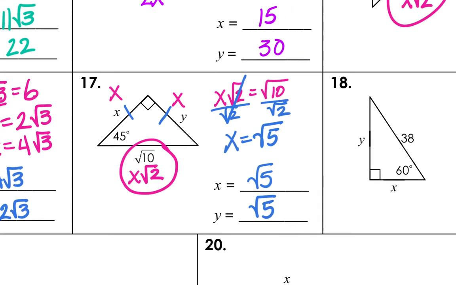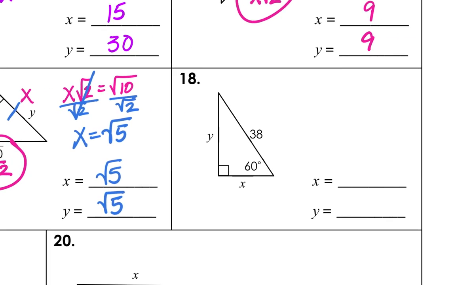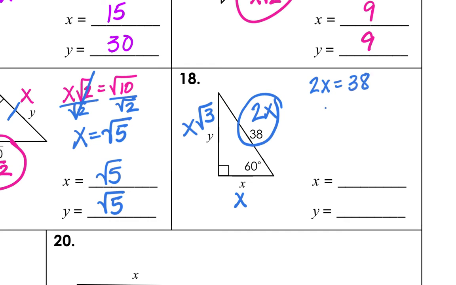All right. Last one, and then I am going to do the double triangles. So across from the 30 is our x, across from the 90 is our 2x, and then the other one is x square root 3. Circle what I know. 2x equals 38. So if 2x is 38, then 1x is 19. So that means this side is 19, which means x square root of 3 is 19 square root of 3.